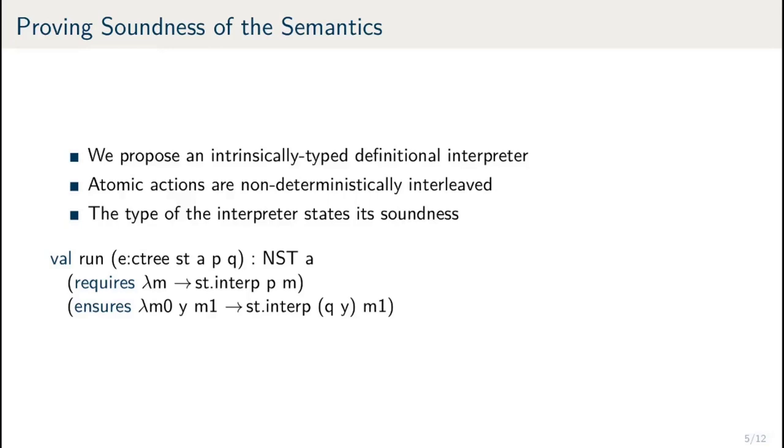If we initially have the validity of a precondition P in our initial memory M, then after execution, we do have that the postcondition Q is valid in the final memory M1. And here, all of this is done in a partial correctness setting because NST can model possibly divergent computations.